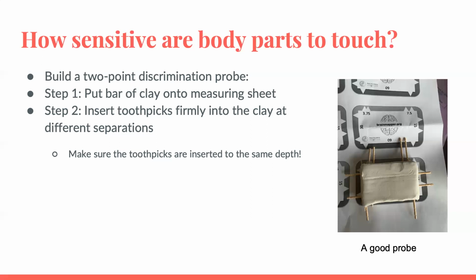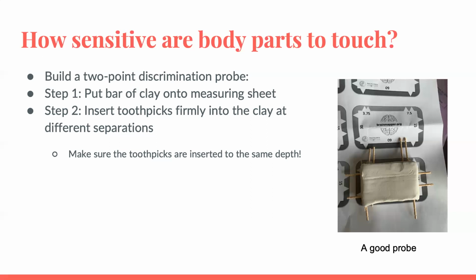So for example, what I have here is something that I've built this morning. These two toothpicks are stabbed into the bar of clay at exactly the locations the triangles are indicating, right? So these two pieces are separated by a distance of 30. That's the number written down on your measuring card, which means these two toothpicks are separated at a distance of 3 centimeters or 30 millimeters.